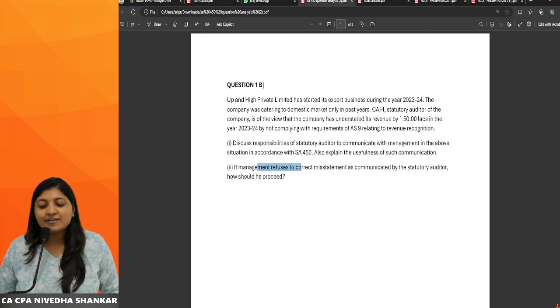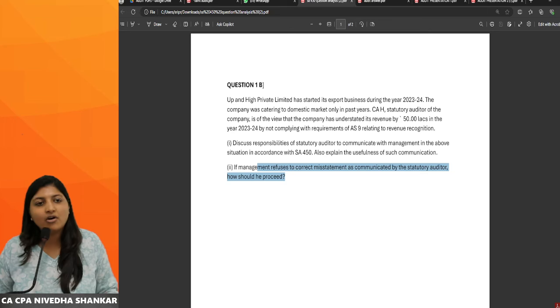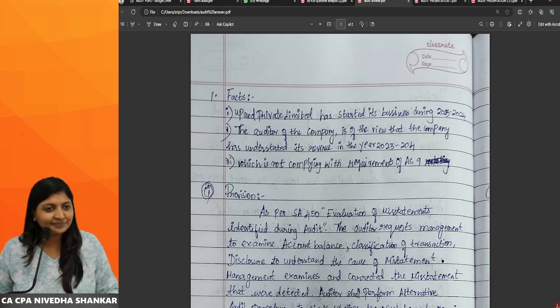If the management refuses to correct the misstatement as communicated by the statutory auditor, how should he proceed? You are going and communicating to him that there is a misstatement and he is not correcting the misstatement. What should the statutory auditor do? Clear question? Yes? Now let's look at the answers.